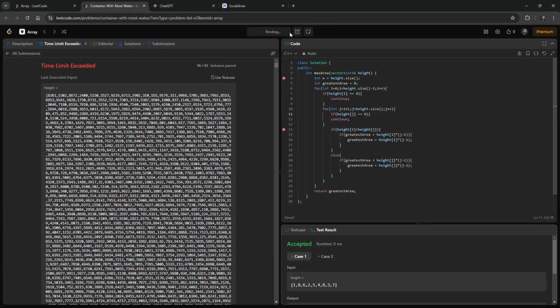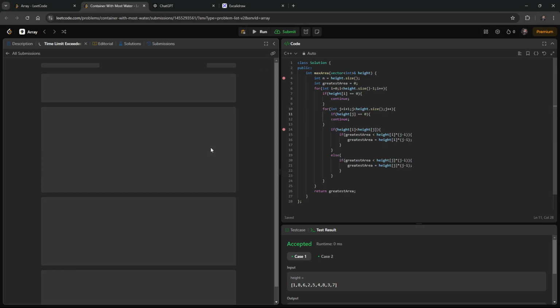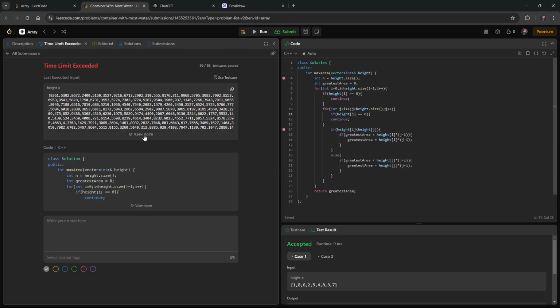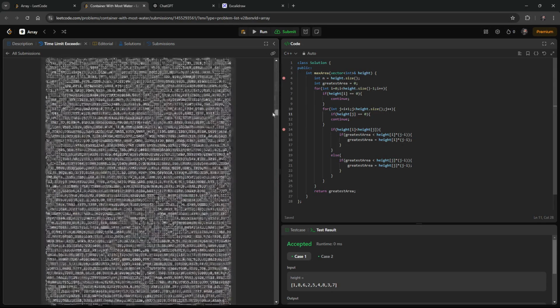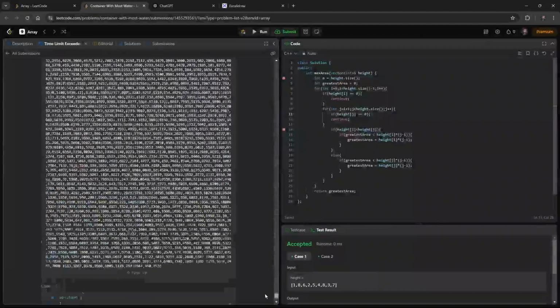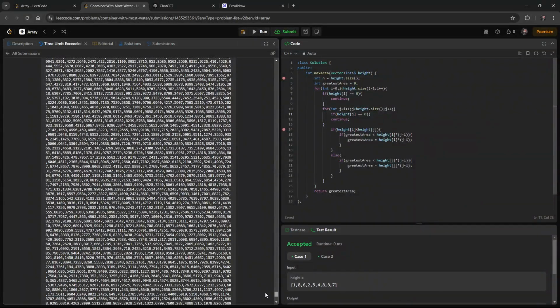Let's submit this. I have saved a whole chunk of memory, but it didn't solve the problem. I guess I'm too dumb to do medium level questions.